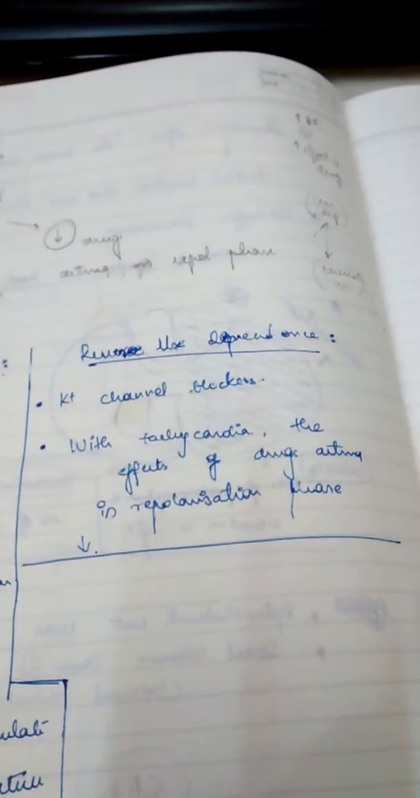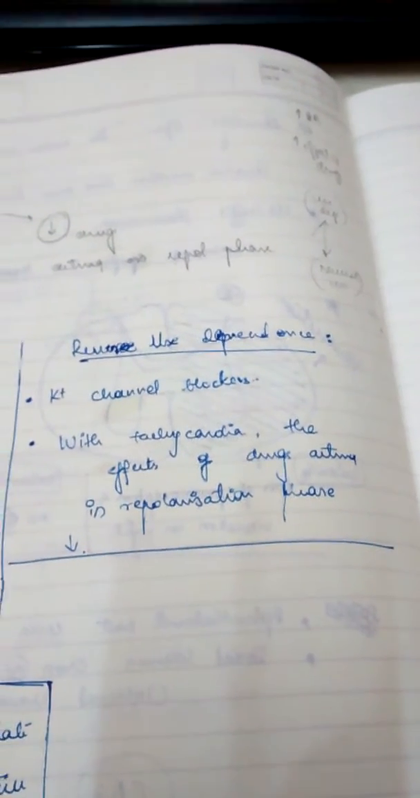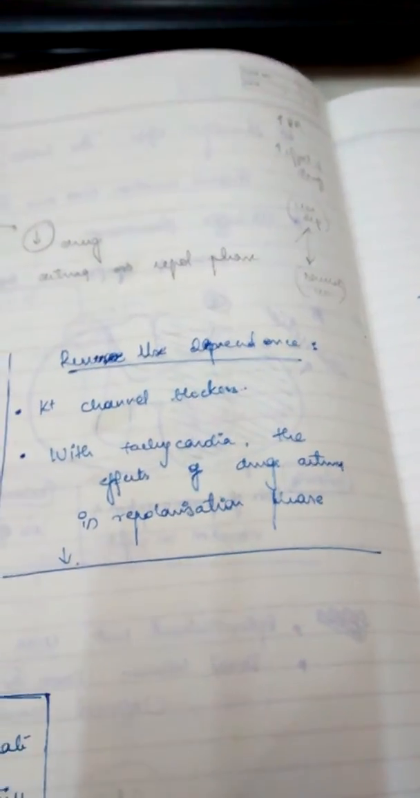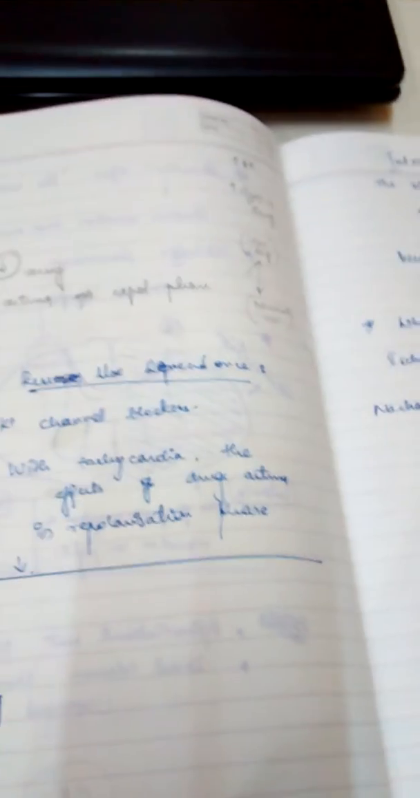Reverse use dependence is described for potassium channel blockers, and with tachycardia the effects of the drugs acting in the repolarization phase decrease. So it's like saying, if you increase the heart rate, the effect of amiodarone on the tissue will not be as pronounced as it would be if the heart rate was normal.